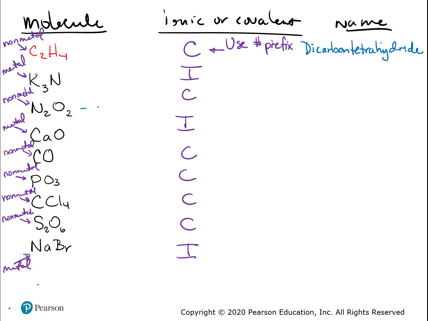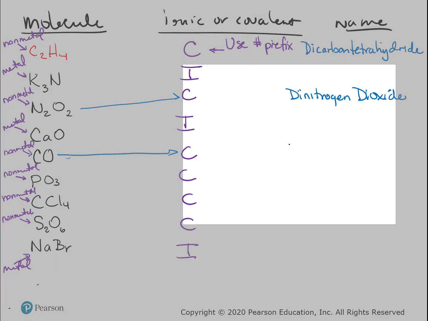So let's go down and do this one. So what's this one? N2O2. Dinitrogen dioxide. Yep, dinitrogen dioxide. So then go down here. Let's do this one, CO. It's not cobalt, it's capital C, capital O, so I know that that is carbon and oxygen.